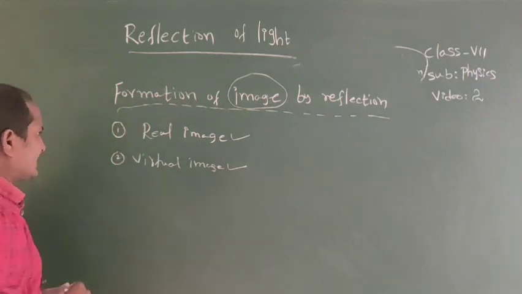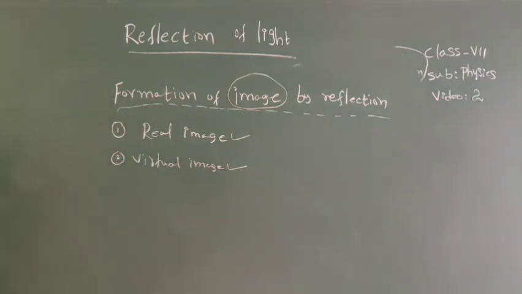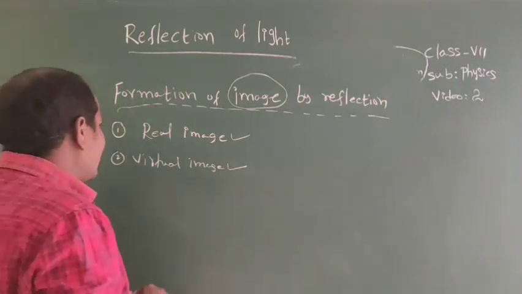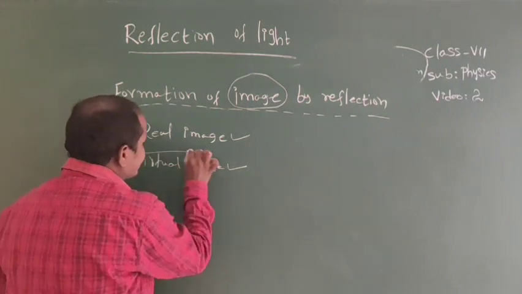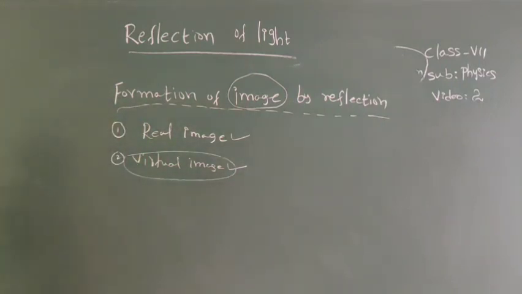In your textbook, the real image is given as one that can be obtained on the screen. The real image can be obtained on a screen, so we can catch it on the screen. A virtual image we can't catch on the screen. That is called a virtual image. So the real image, the image which can be obtained on a screen, is formed when the light rays after reflection actually intersect or meet.